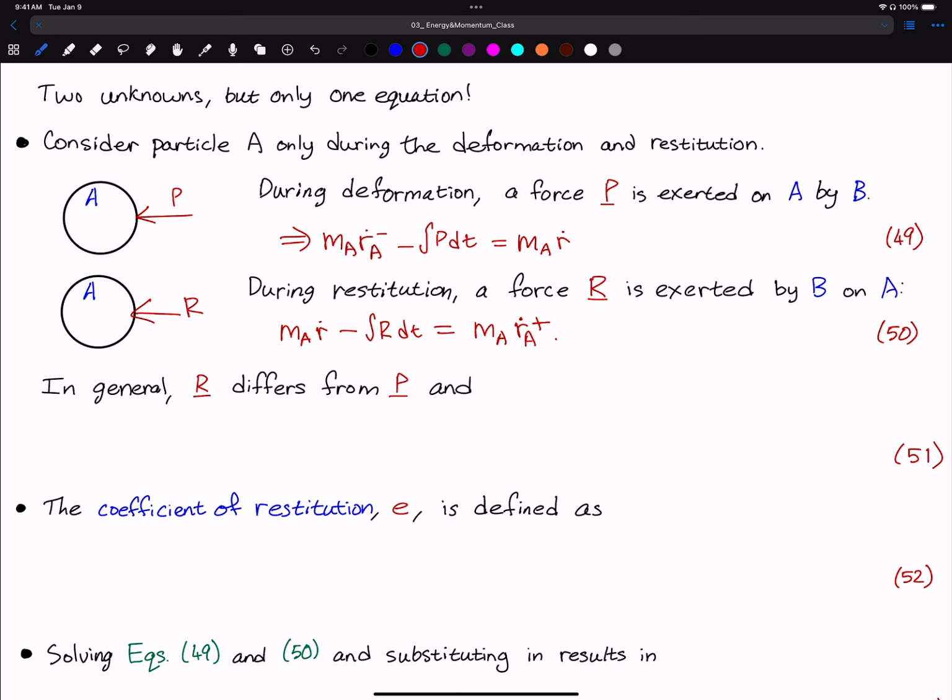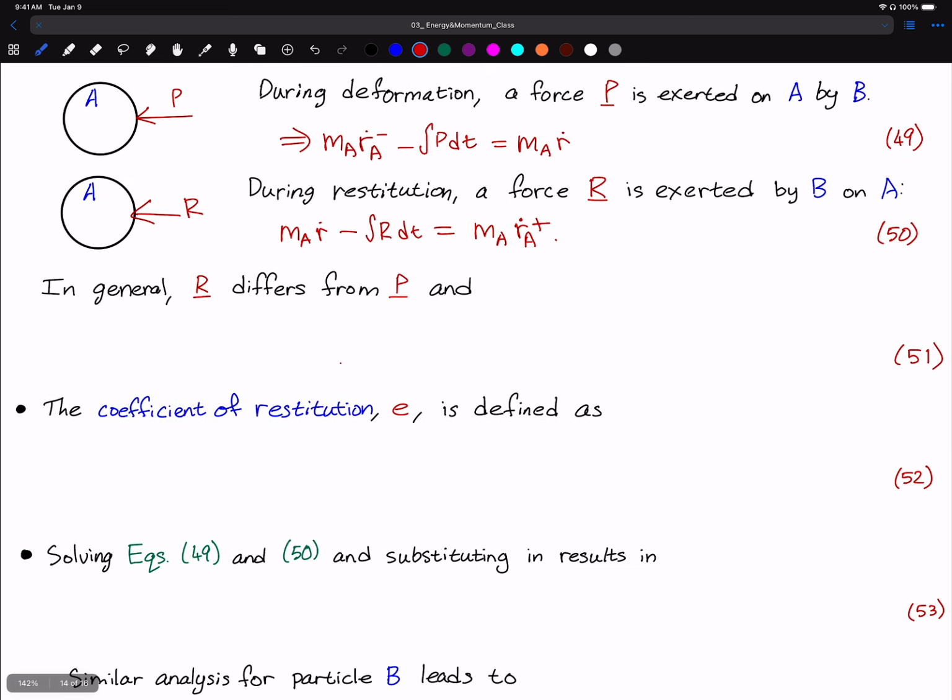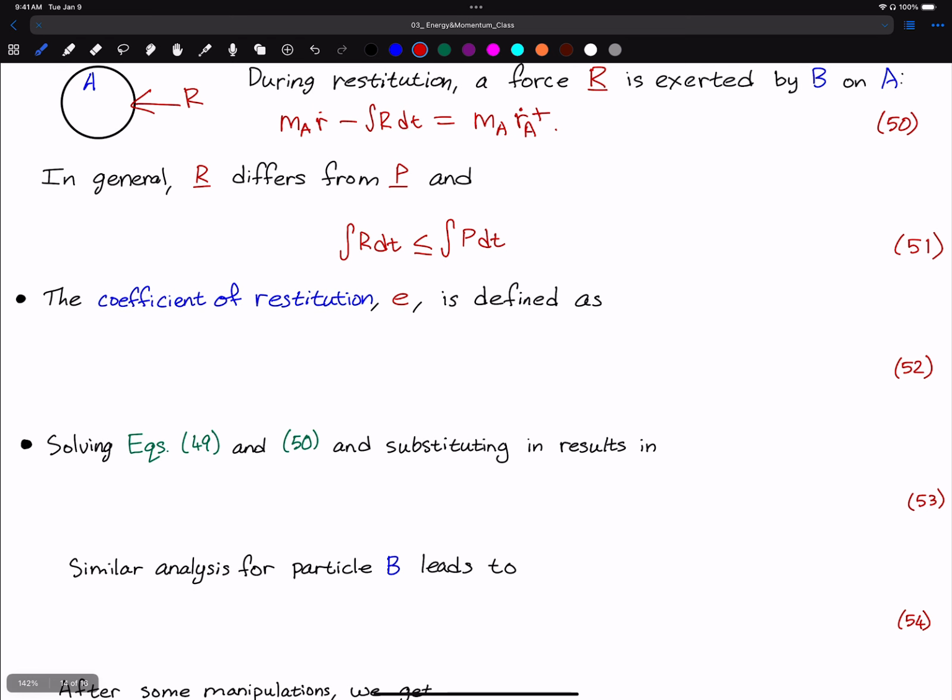Okay, so in general, the restitution force as a vector is going to differ from the deformation force, and as a result, we will often find that the integral of R dt is less than the integral of P dt, but in general, it can be less than or equal to that. We can then define the coefficient of restitution, or e, as being equal to the fraction of the integral R dt divided by the integral of P dt.